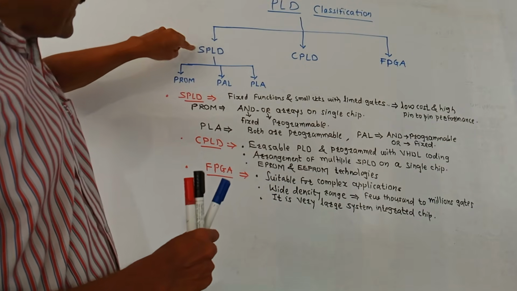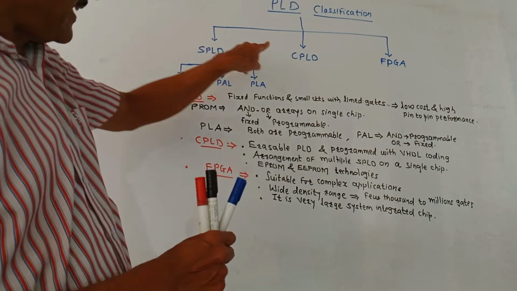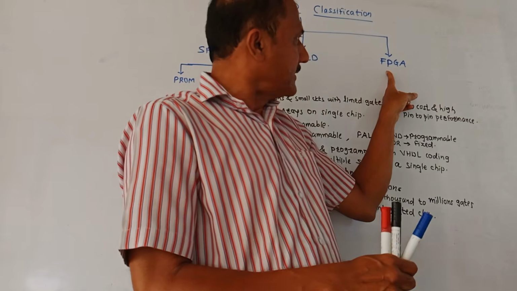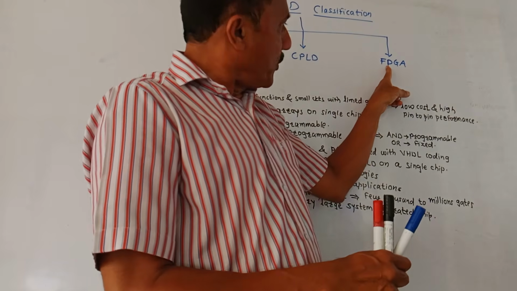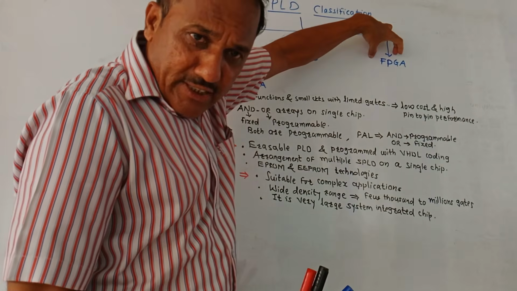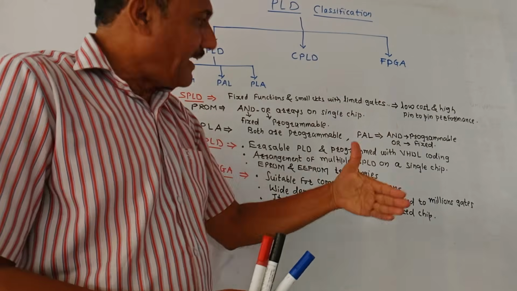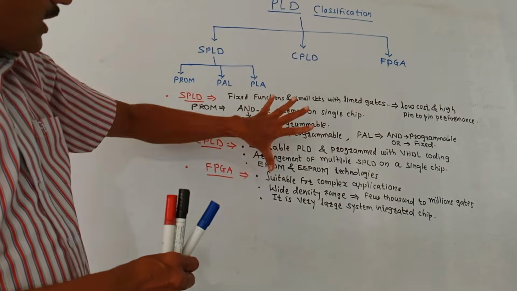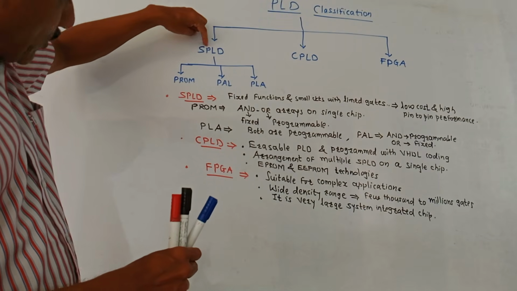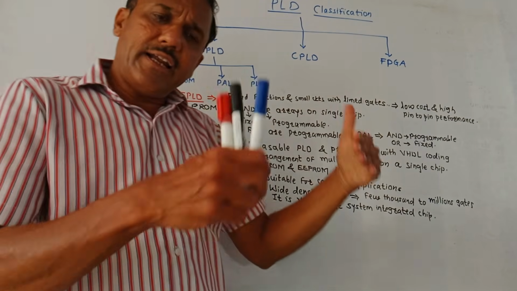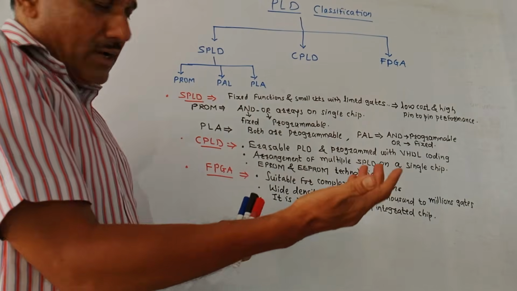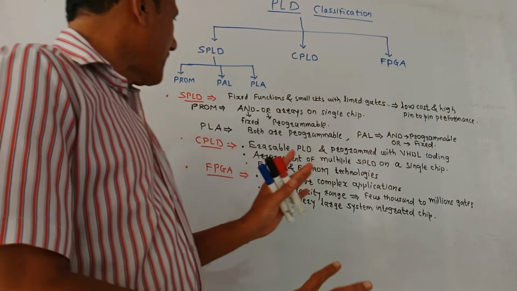First is SPLD, that is simple programmable logic device. Second, CPLD, complex programmable logic device. And third is FPGA, field programmable gate array. As far as the CPLD and FPGA are concerned, we are going to study in detail in the same unit. So presently we are talking about the classification of PLD. This part, simple programmable logic devices, these are related to the earlier technology. People were using SPLDs before discovery of the CPLD and FPGA.